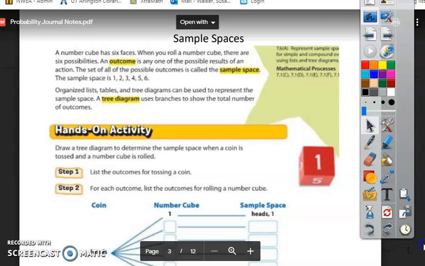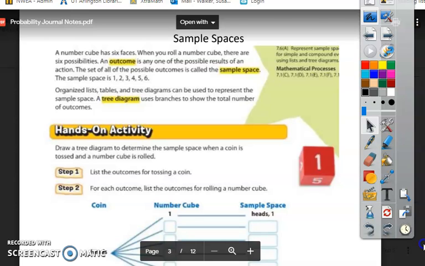So this says, a number cube has 6 faces. When you roll a number cube, there are 6 possibilities. An outcome is any one of the possible results of an action. The set of all possible outcomes is the sample space. It's a list of all of your possible outcomes. Organized lists, tables, and tree diagrams can be used to represent the sample space.